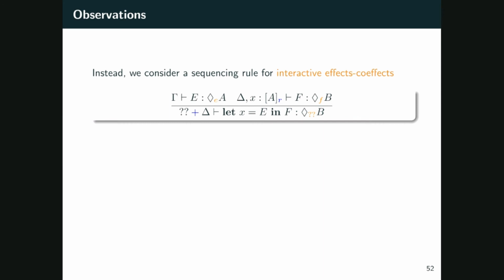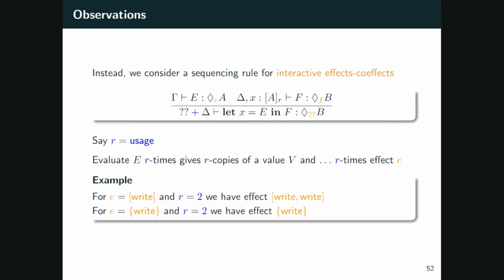is to introduce another form of sequencing which models interaction between effects and coeffects, right? Where we start with a computation E that produces a linear value of type A, and we have another computation that requires a value with capability, right? And we want to sequentially compose the computations. So the idea is that, say that our resource is our usage, so what we need is to produce R copies of the value computed by E. So what we do in this case, intuitively, we just evaluate computation E R times.